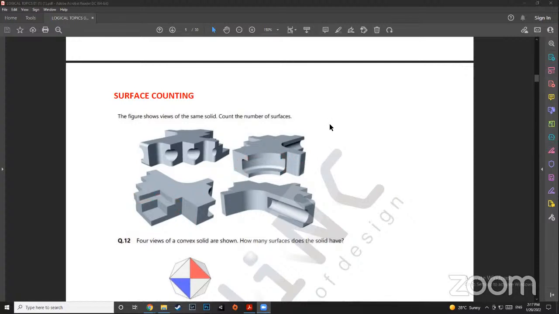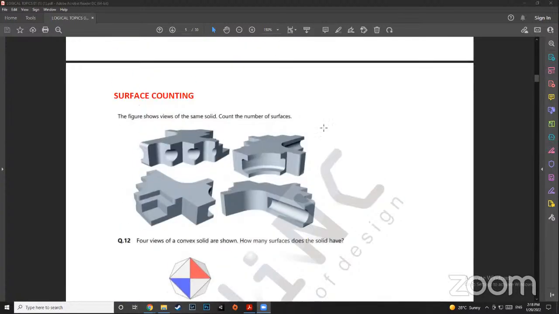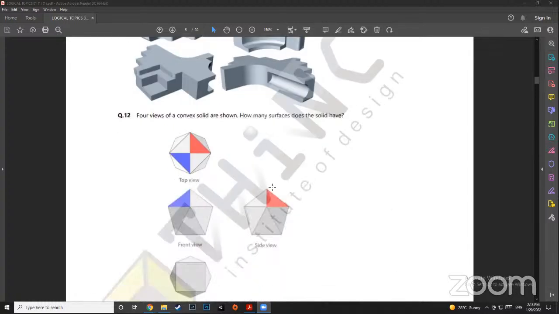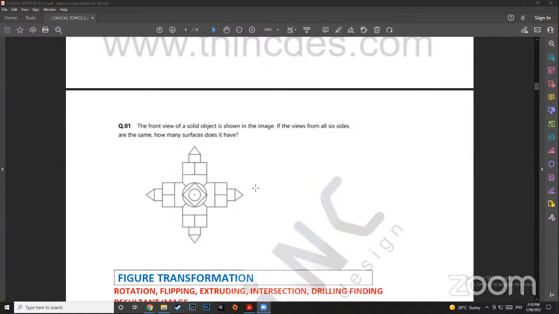But if you follow very, very closely, you will get the answer. Okay. Then again, surface counting, they will show now. And also this was 4 views of the same object, right? So that you can count it a little better. Again, different views of the same object, count the number of surfaces. Different views of the same object.